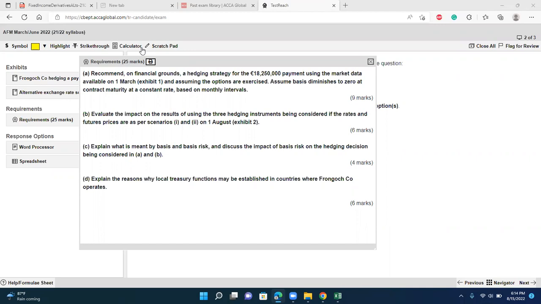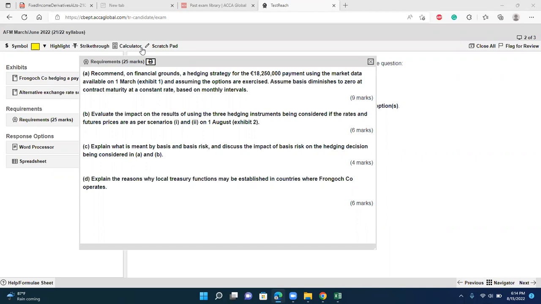B part: evaluate the impact on the result of using the 3 hedging instruments being considered if the rates and future prices are as per scenario 1 and 2 on 1st August. This is a new scenario. We haven't solved any question like this B part. Okay, let's see once we read the scenario.